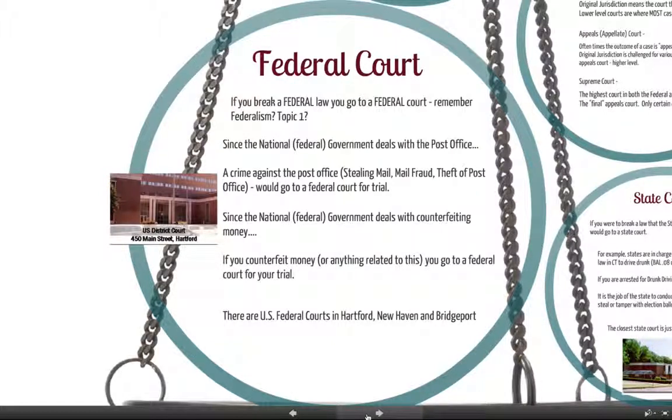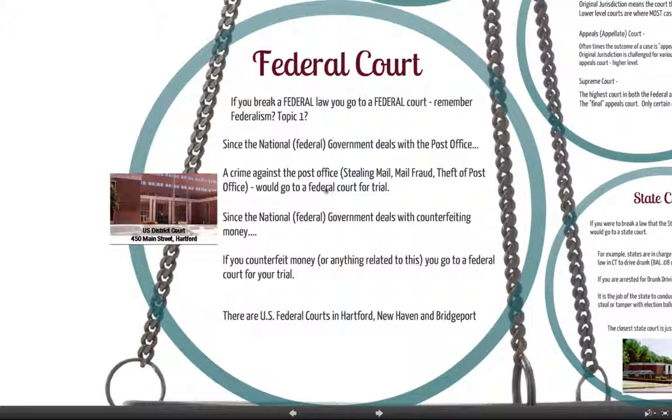You go to a federal court if you break a federal law or are having a disagreement about a federal issue. So remember federalism, topic 1 in this unit. I know it was 3 topics ago and you already took your quiz on it, but hopefully you still remember it when you had your Venn diagram, and on one side was the job of what the national government did, and on the other side was the state government. Well, this is a good way to think about federal court as well.